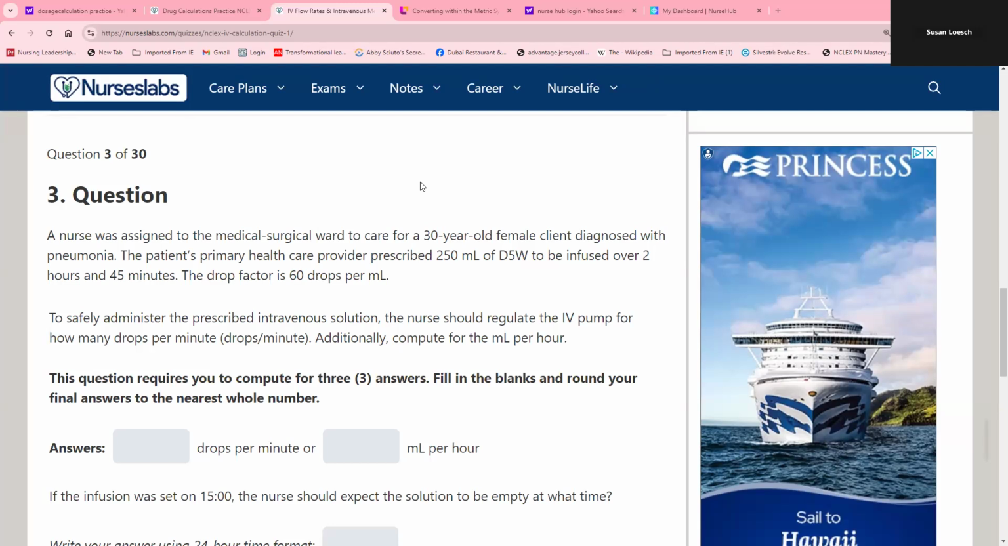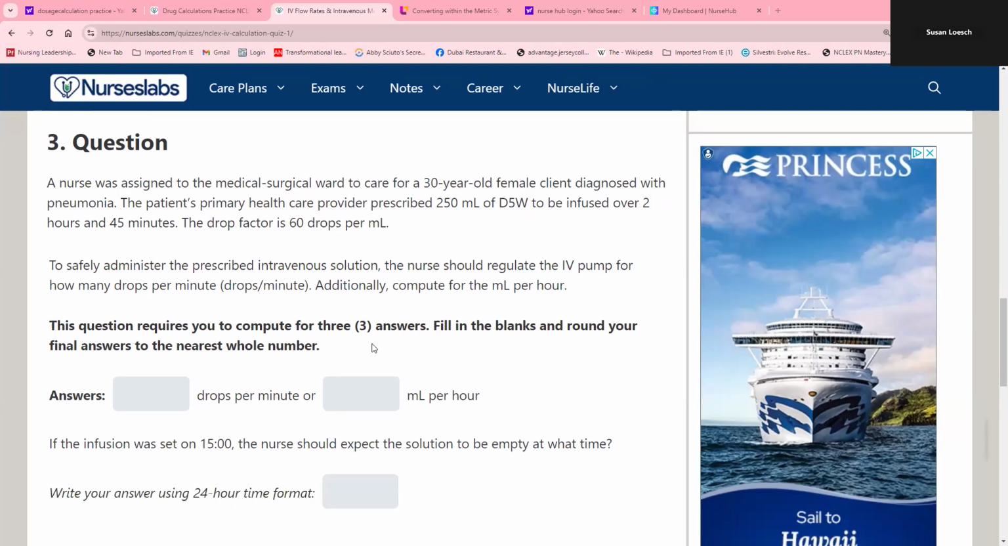All right. Regardless of the length of the question, the first thing you have to figure out is what does the author want from you? Okay. And so for this author, they're asking you for drops per minute or mLs per hour. Okay. And those can be calculated a couple of different ways. For this question, let's start with the drops per minute.